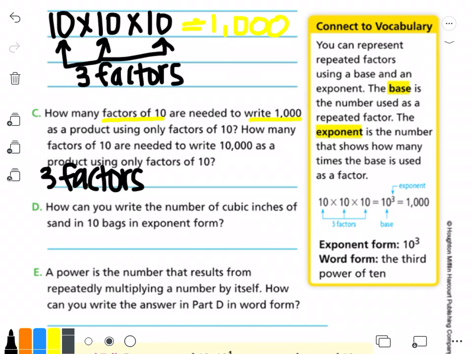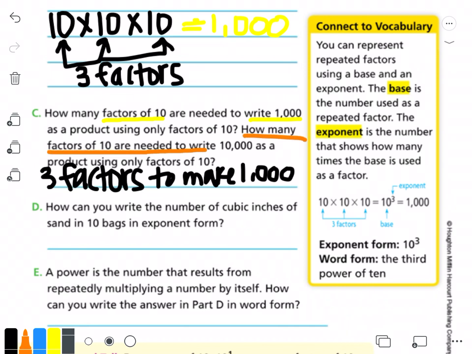Now, there's 2 questions here. So, how many factors of 10 to make 1,000? 3 factors to make 1,000. Now that's not the only question. Keep reading. How many factors, I'm going to underline that orange, how many factors of 10 are needed to write 10,000 as a product? Well, hint, hint, clue, clue, guys. 3 factors to make 1,000. You have 3 zeros in 1,000. How many zeros are in 10,000? Yes, 4. I knew you guys would catch on. 4 zeros. So that tells you how many tens it would take.